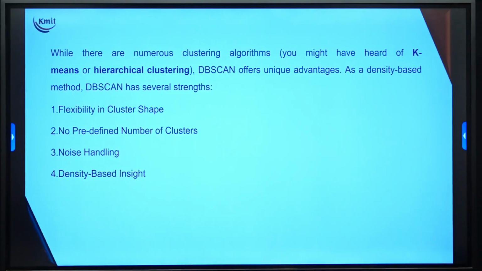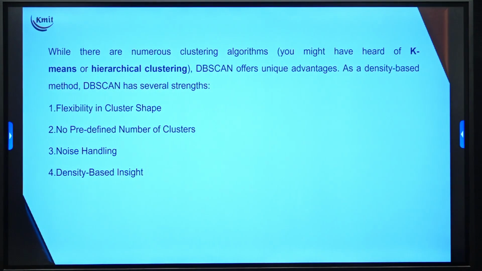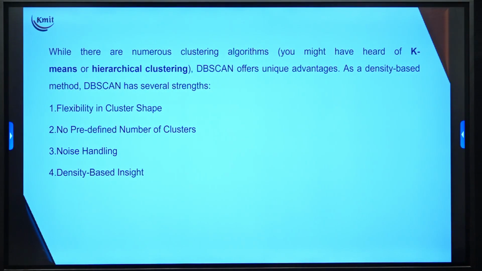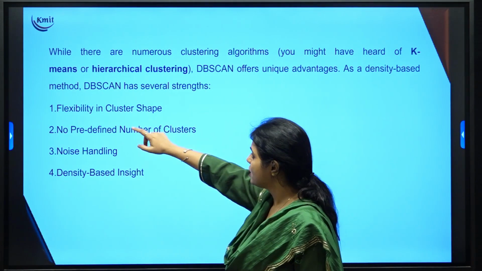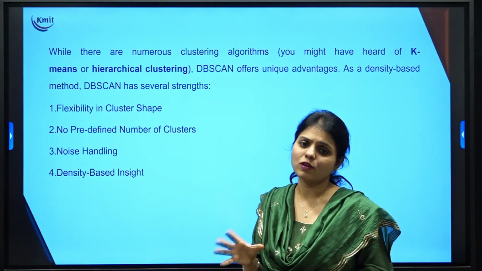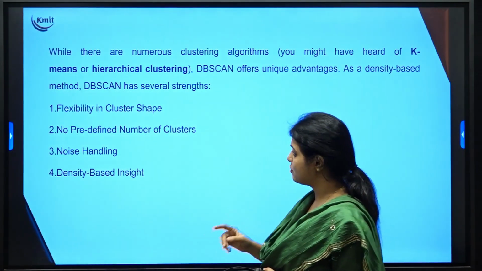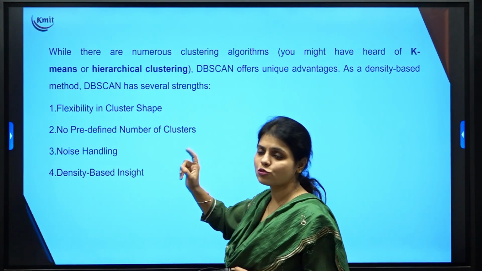While there are numerous clustering algorithms that we have just listed, we have studied k-means, but we also have hierarchical clustering, DBSCAN, and GMM, Gaussian mixture models, which we are going to see in the next session. Out of all of these, DBSCAN offers some unique advantages. As it is a density based method, there are some advantages when we talk about the DBSCAN algorithm. The first one is its flexibility in cluster shape. We don't have a fixed number of clusters; we have flexibility in the cluster shape, and no predefined number of clusters.